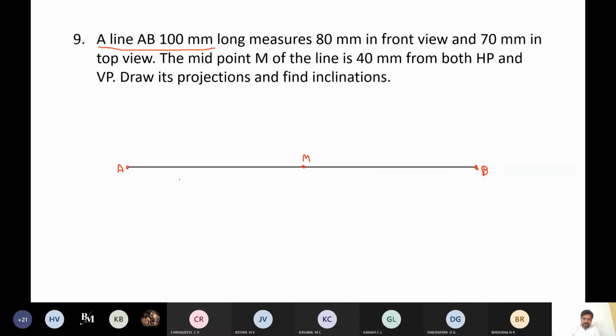First we should consider only the half portion, which may be A to M or M to B. Next we should draw the projection. That means we should draw the true length of this half portion on HP and on VP, then front view and top view. After that we should get the remaining half portion by extending that. That is the procedure.